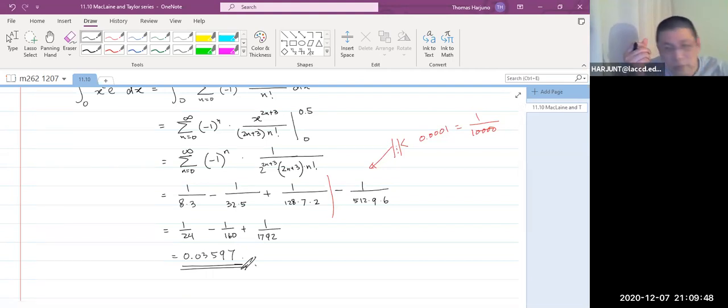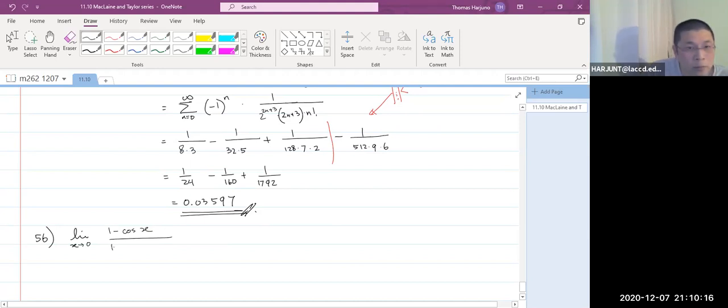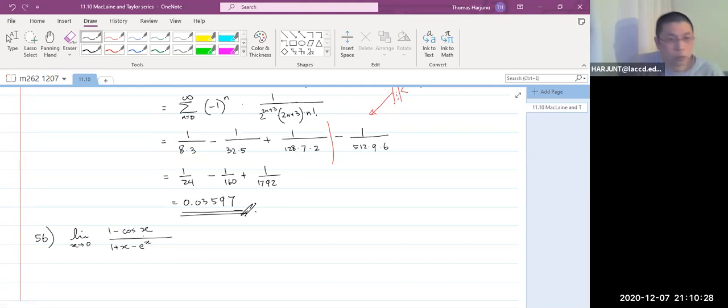The one you asked me, that will be the last part of today's lesson, basically the last part of this semester's lesson. But let me slowly go to, for example, number 56. How to do number 56? Find the limit as x goes to 0 of 1 minus cosine x over 1 plus x minus e to the x. I think you can use L'Hopital's rule for this, right? Okay, but they say use series instead.